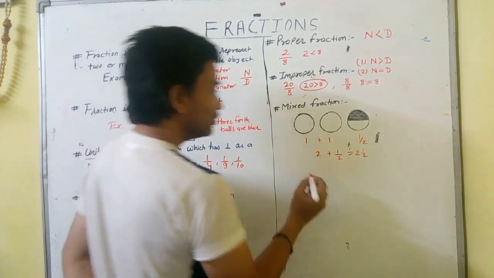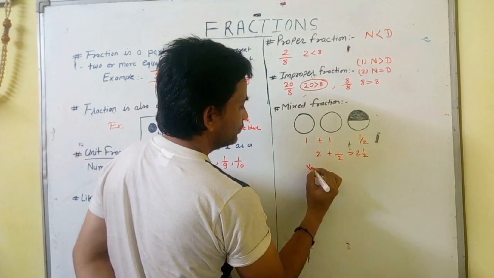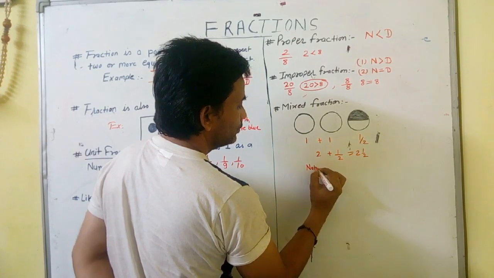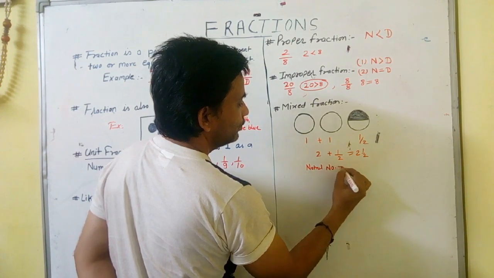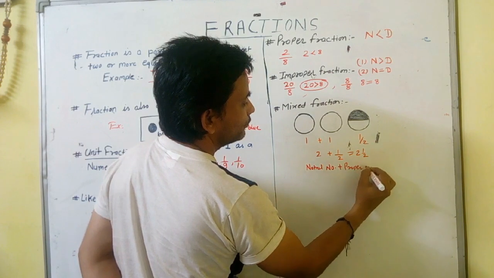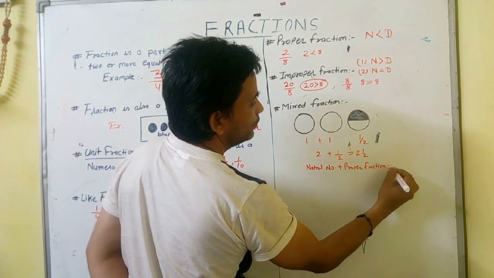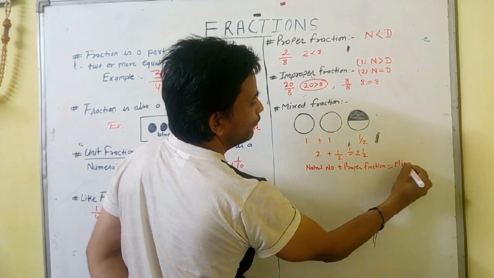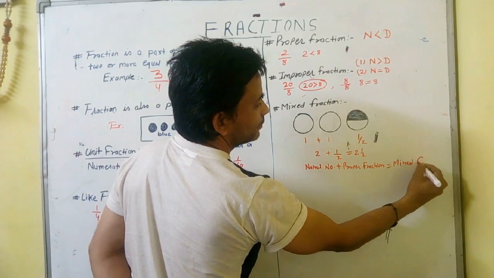Okay. The formula is that natural number plus proper fraction equals mixed fraction.